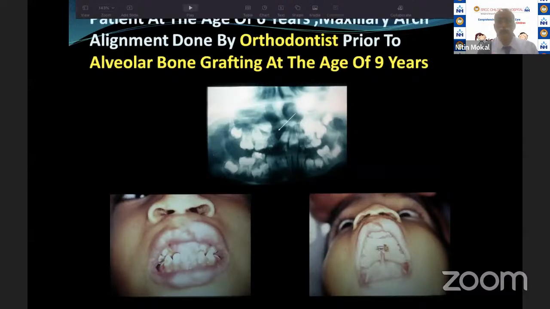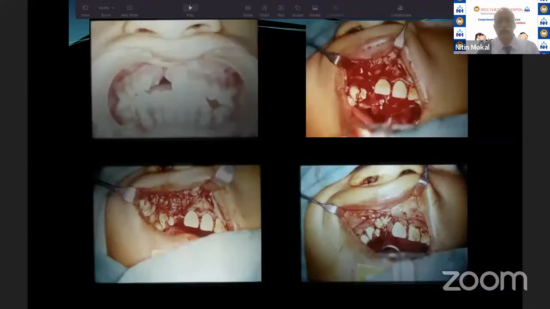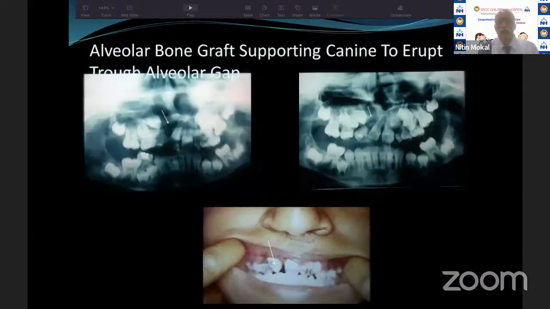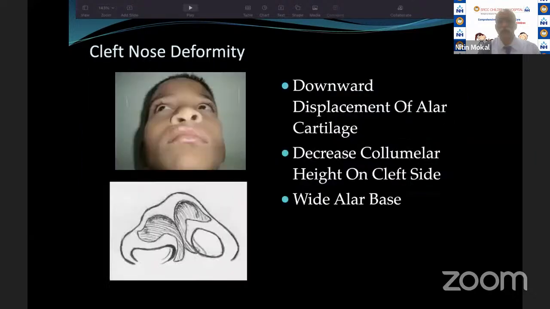This is the alveolar bone grafting operation, which is done between the age of 9 to 12 years. And you can see that this is a patient with an alveolar gap identified, and we pack that alveolar gap with the help of a cancellous bone graft. And you can see that the entire canine starts coming down, that arch area is showing the bone graft, which is brought into the center with the help of orthodontic management.